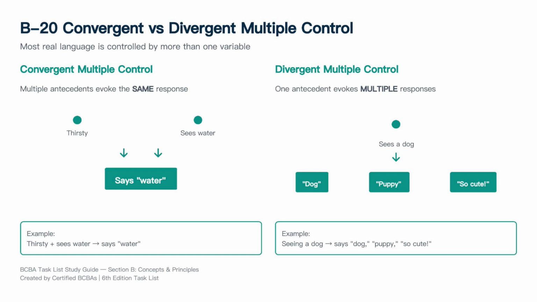Convergent multiple control looks like multiple cues stacking to produce one response. For example, being thirsty plus seeing water increases the likelihood of saying water. Divergent multiple control is the opposite. One cue, like seeing a dog, can evoke several responses: dog, puppy, so cute, all from the same moment.